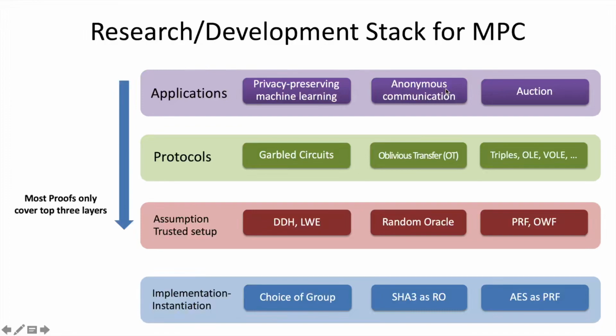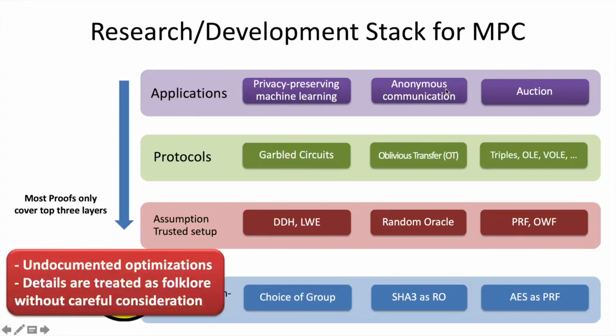So in most of the work that has been done in MPC, we are mostly concerned about the proofs for the top three layers. Indeed, most proofs only cover the top three layers. When it comes down to the implementation instantiation, it is actually a danger zone. Why is it a danger zone? Because there are so many undocumented optimizations and also details that are often just treated as folklore without really careful consideration. And this can really be very problematic.